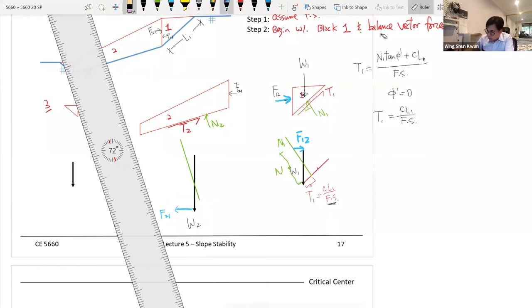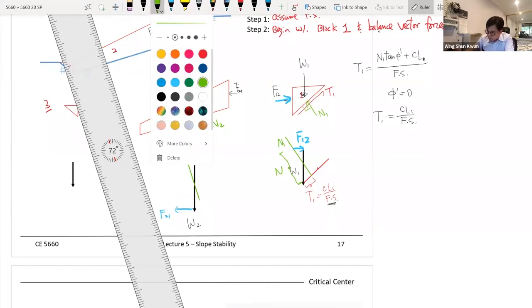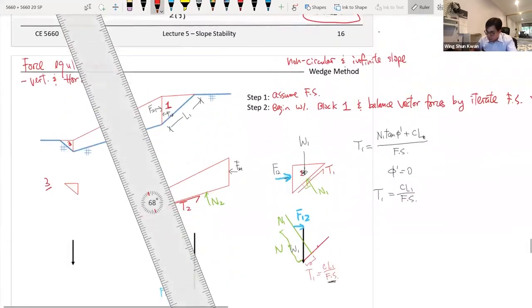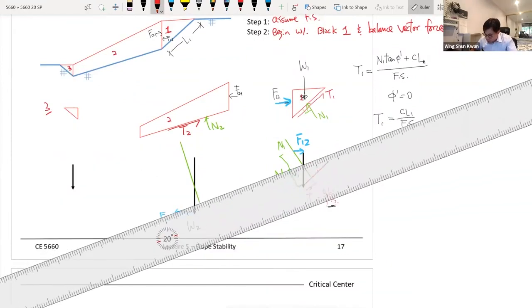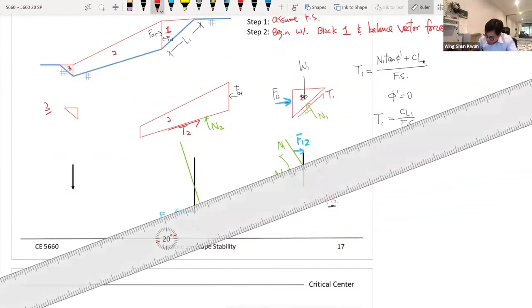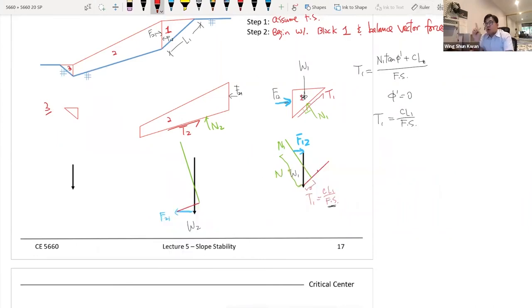That's the amplitude of T2, as it is supposed to be. And again, you only know the orientation of N2, but you don't know the magnitude of N, the normal force. But that's okay.